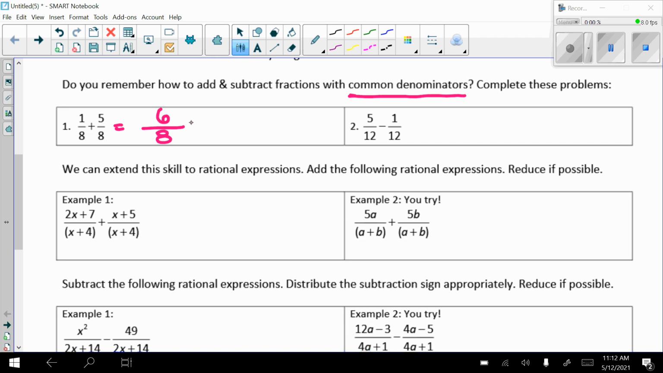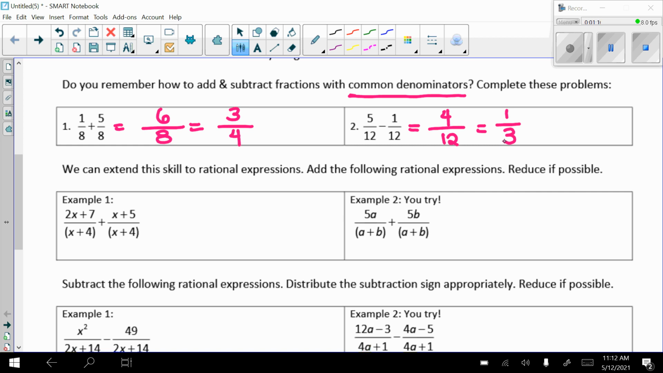And then, of course, math teachers love when you reduce. So we're going to reduce this. We divide by 2, and we get 3 over 4. Okay, subtracting is basically the same thing. If we have common denominators, we keep that denominator, we subtract our numerators, and then, yep, we want to reduce this. 4 and 12 are both divisible by 4, so we get 1/3. So far, so good, right?